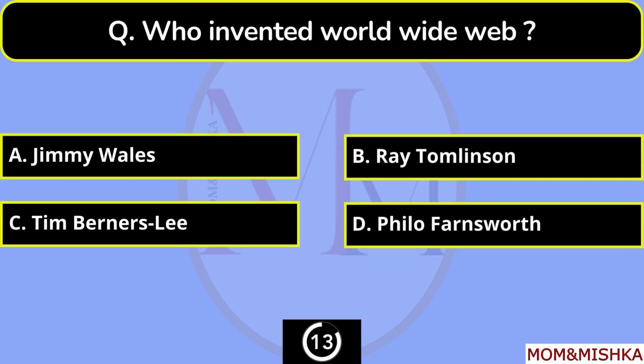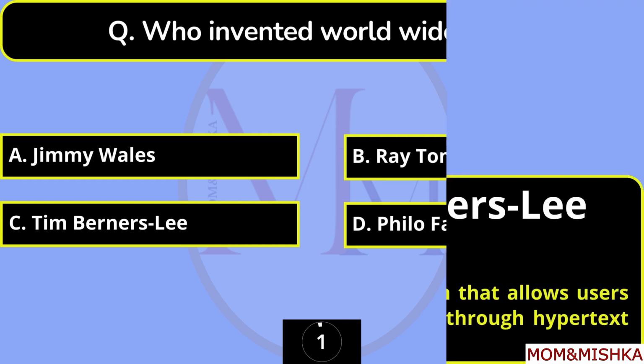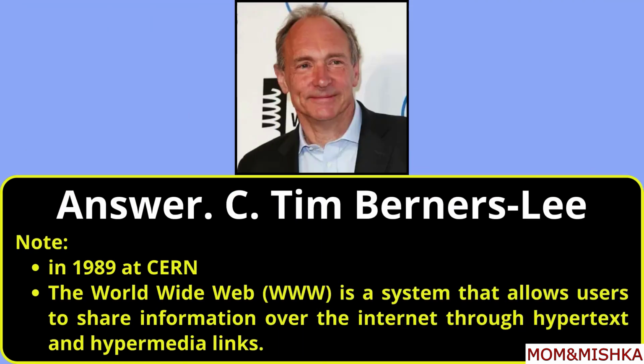Who invented World Wide Web? Tim Berners-Lee, option C. In year 1989 at CERN. The World Wide Web (WWW) is a system that allows users to share information over the internet through hypertext and hypermedia links.